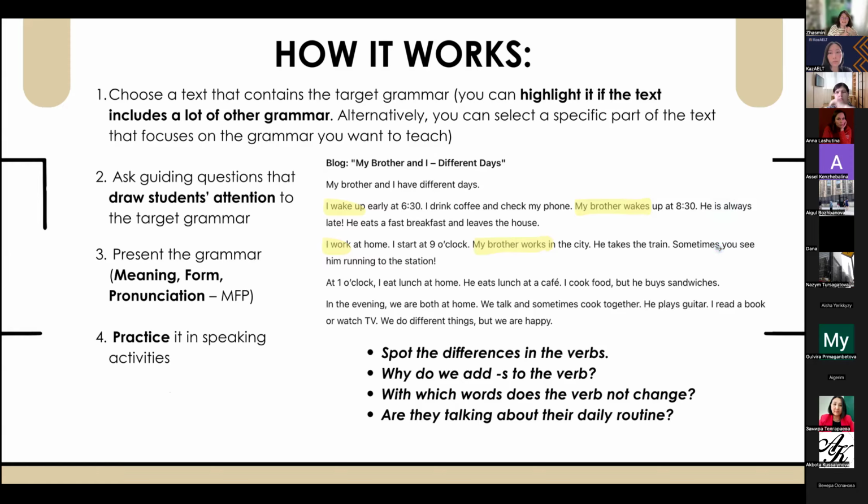So, in the meaning stage, what do we do? We draw a timeline, if it's possible, of course. If not, you just ask CCQs. So, yeah, context. Wow, I forgot what that stands for. It's checking questions. Concept. Concept.